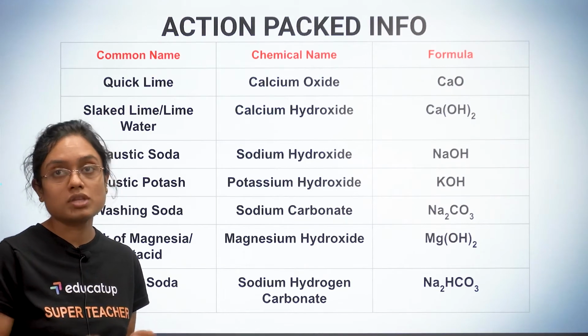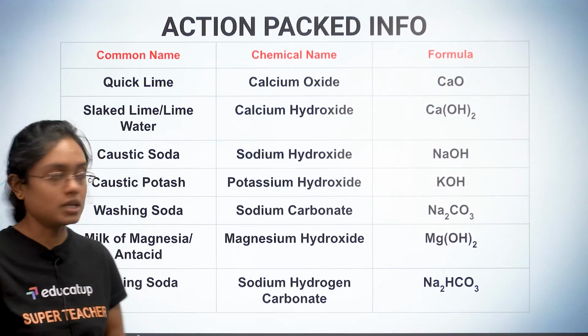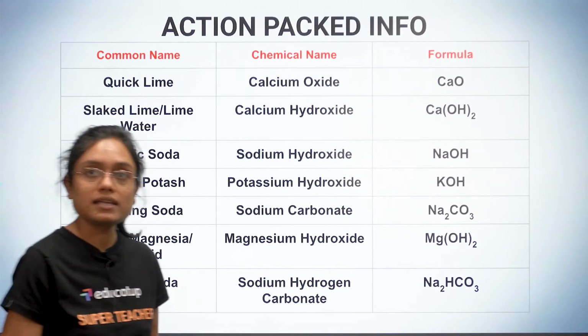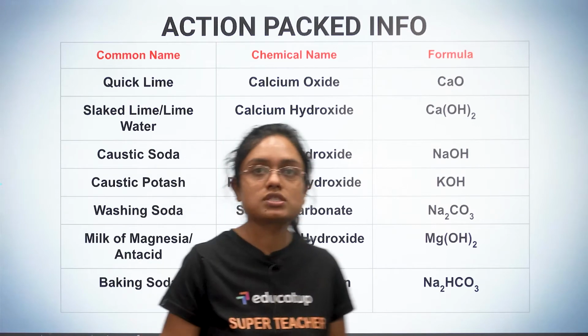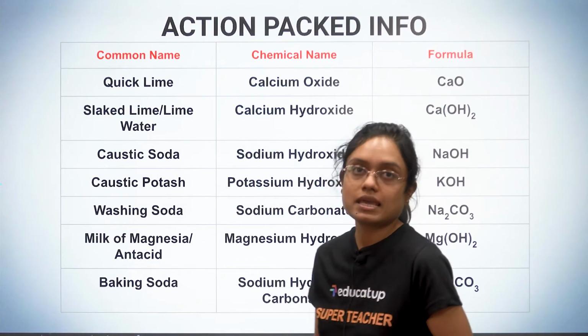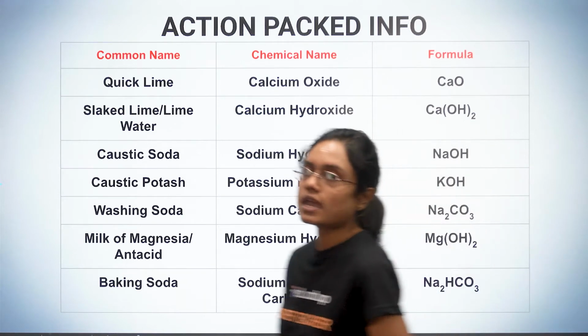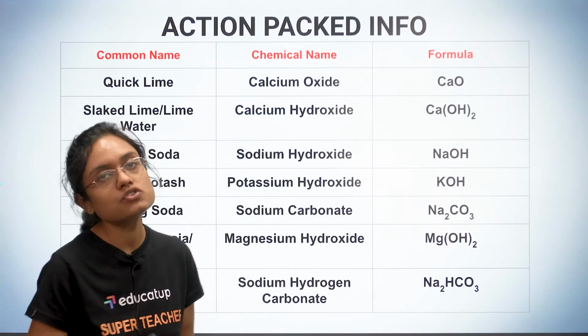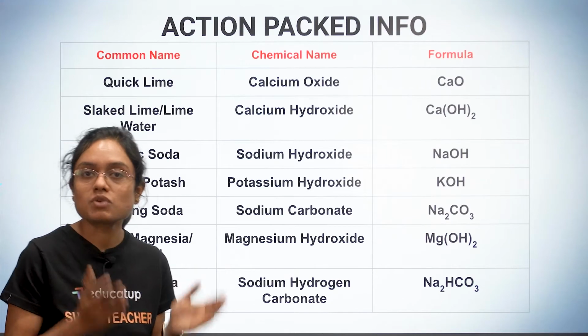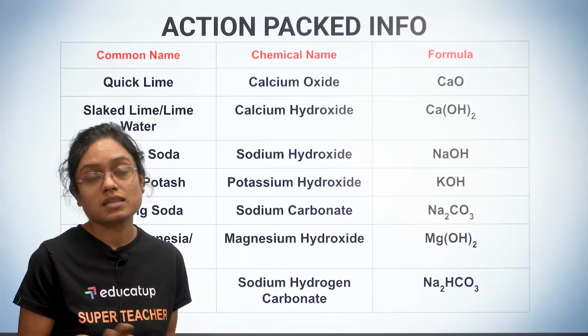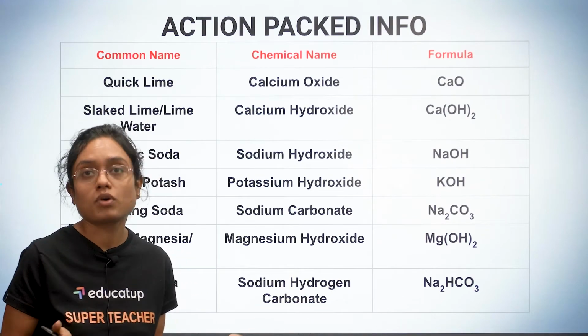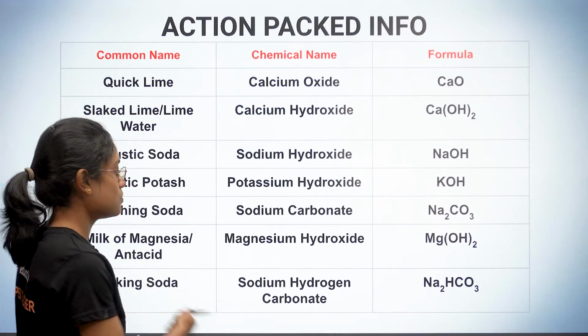Washing soda is sodium carbonate, that is Na2CO3. Then milk of magnesia or antacid is magnesium hydroxide, which is Mg(OH)2. And baking soda is sodium hydrogen carbonate, and the formula is NaHCO3. So these are some common bases, their chemical names and chemical formula. Children, these are very important. You should know them. Now let's move ahead.